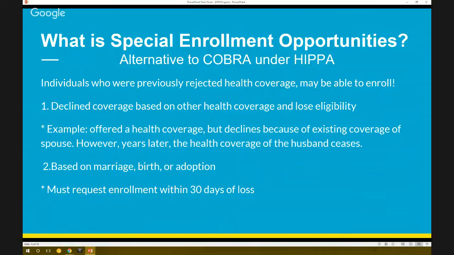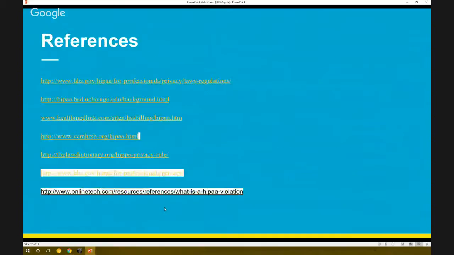And then the second example is based on marriage, birth, or adoption. The enrollment just needs to be requested within 30 days of loss. So next slide, please. These are just slides of our references. And then next slide.